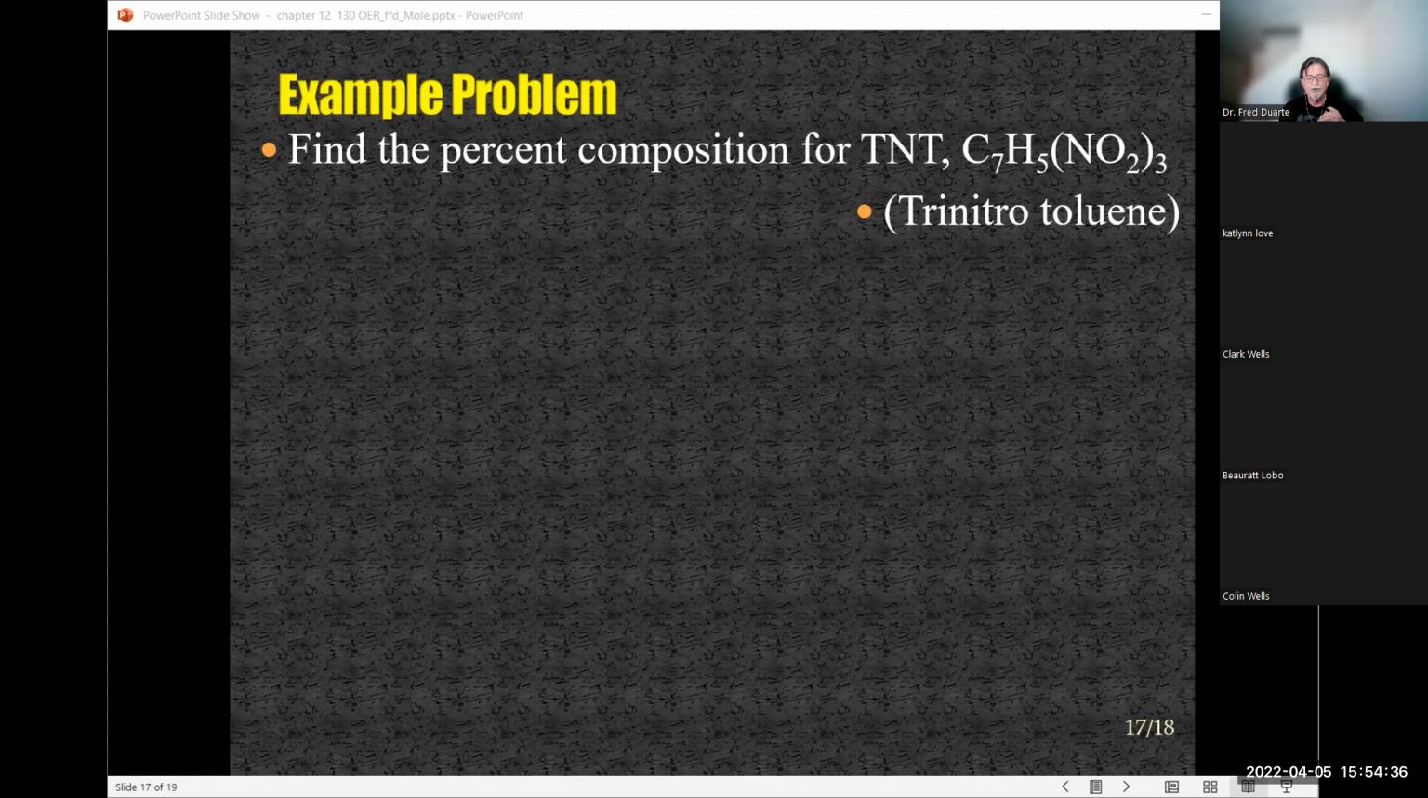Anyway, he took those millions and created the Nobel Foundation. Hence, we get the Nobel Prize in medicine, chemistry, physics, literature, a bunch of things out there. Anyway, let's figure out the percent composition.